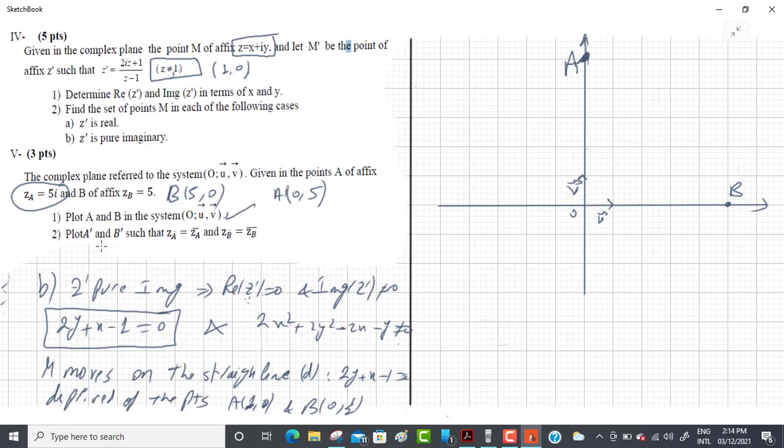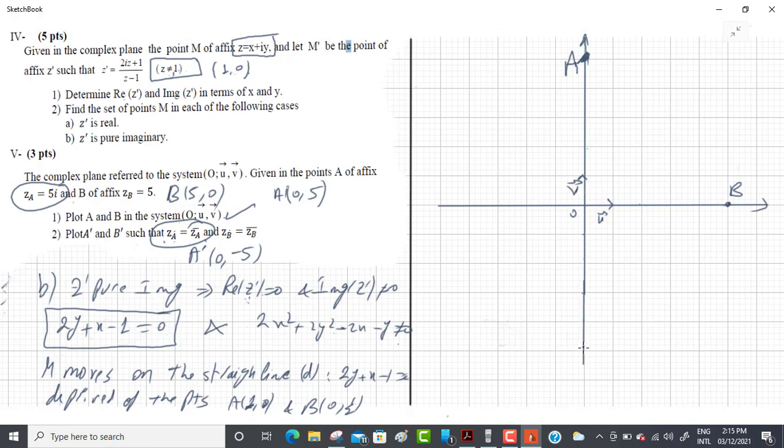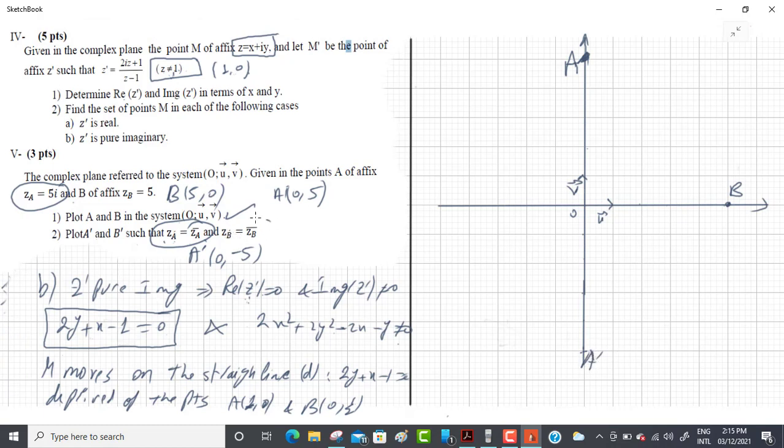Plot A and B, we did. Plot A prime and B prime such that zA prime equal zA bar. zA bar is minus 5i, so A prime will be (0, minus 5). We also know that z and z bar are always symmetric with respect to the x-axis. So this is A prime: minus 1, minus 2, minus 3, minus 4, minus 5. This is A prime, and zB prime equals zB bar. The bar of 5 is the same, so B prime will be (5, 0), because the conjugate of 5 is 5, so B prime will be in the same position as B.